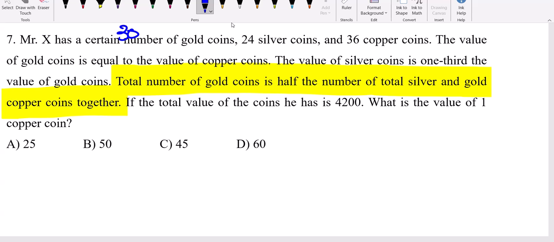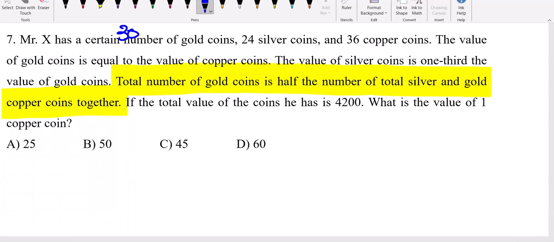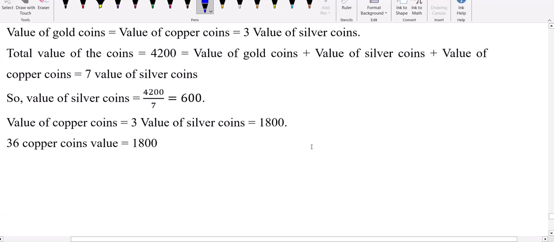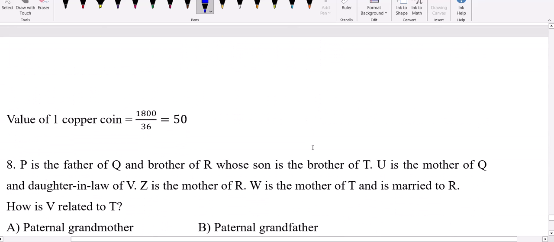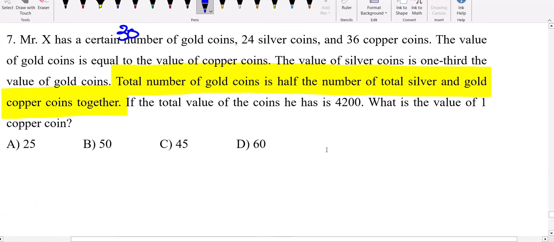So what is the answer? Is it 50 or 60 or any other answer you are getting? The total is 4,200. The answer you got is 50. Check that. What is the value of one copper coin?